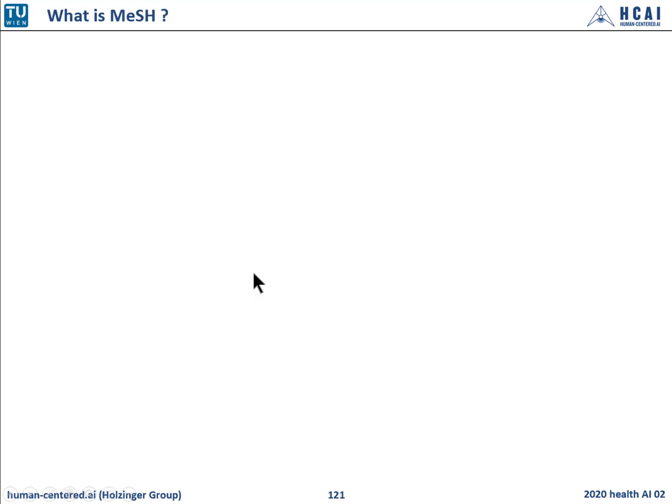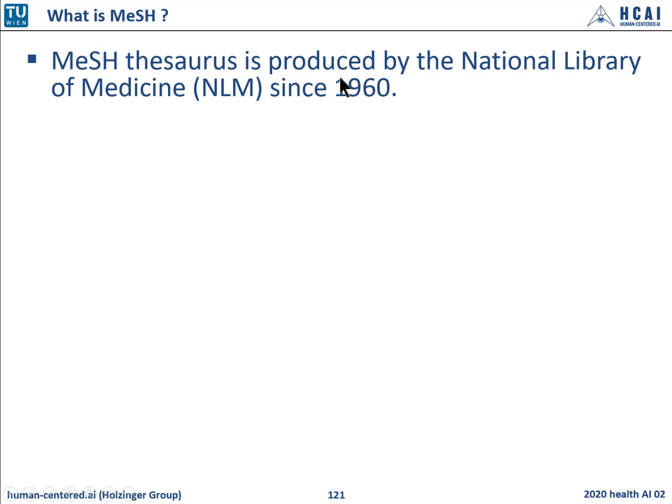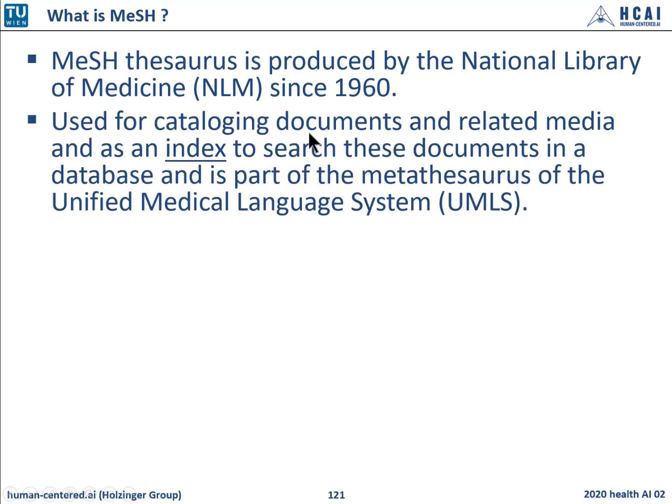Okay, what is MeSH? The MeSH thesaurus is produced by the National Library of Medicine, NLM, since 1960, so very early. It is used for cataloging documents and related media as an index to search these documents in a database, and is part of the Metathesaurus of the Unified Medical Language System, UMLS.